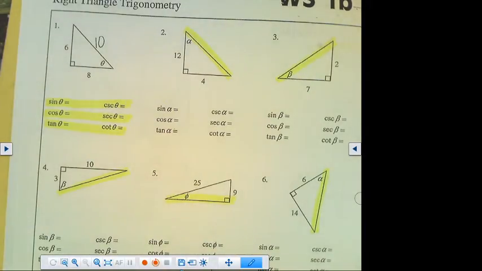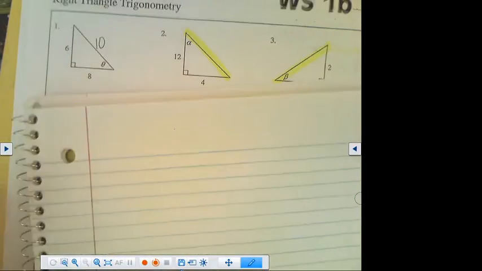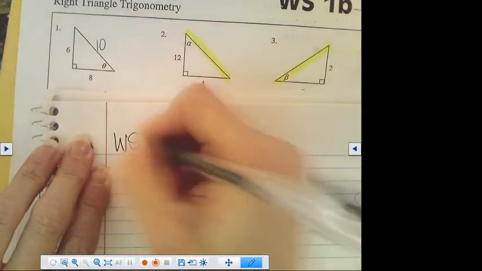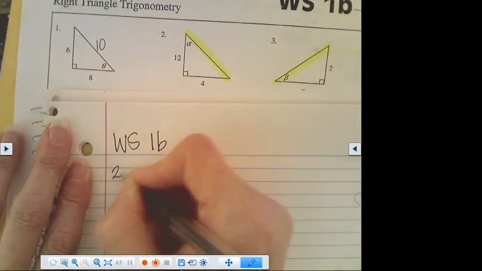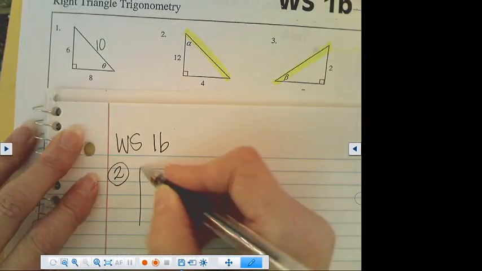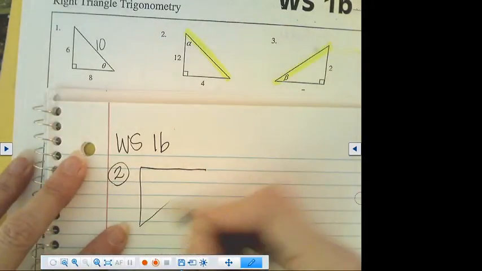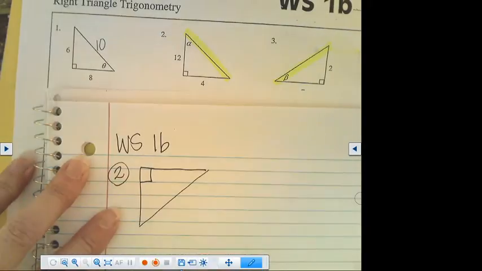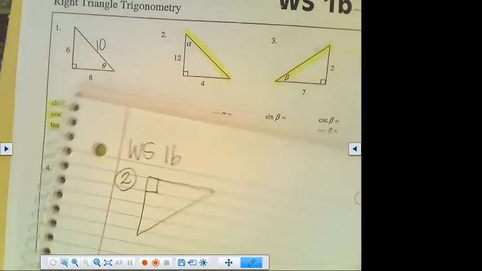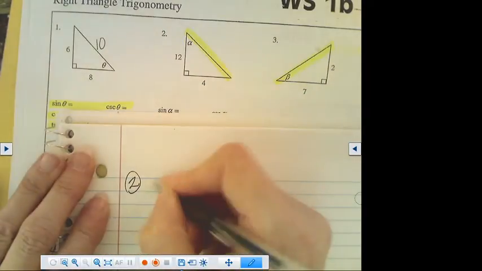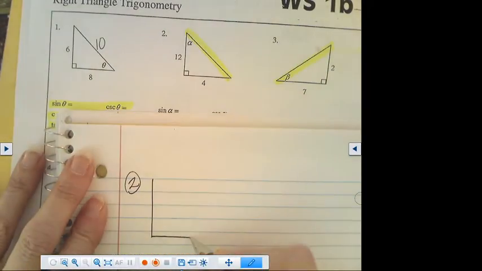All right, are you guys ready? Did you flip to your next clean page? All right, worksheet 1B, number 2. So guys, before you dive in and do your Pythagorean theorem, make sure you know what leg is missing. What leg is missing? I just drew that all wrong, didn't I? All right, here we go.